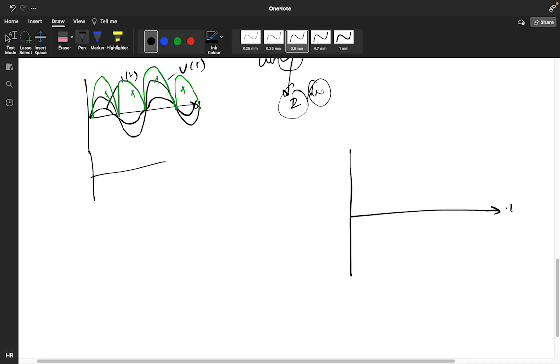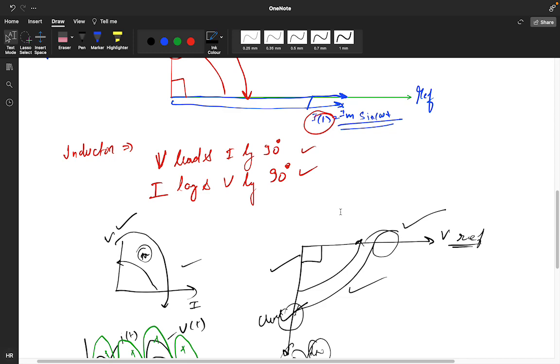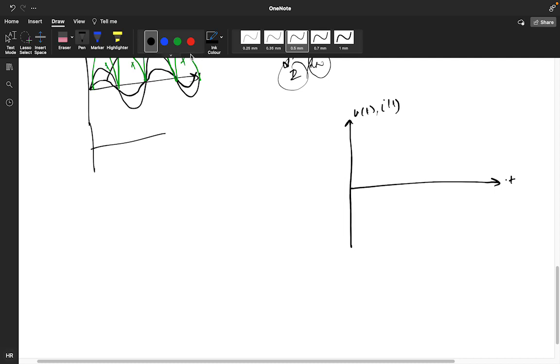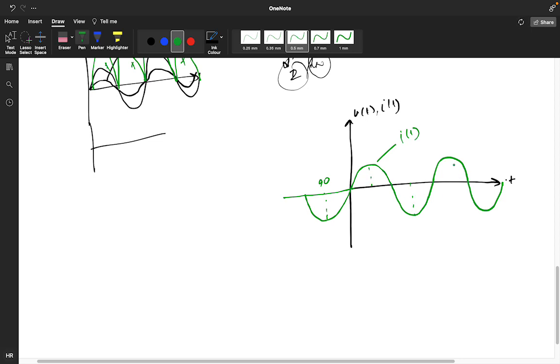Suppose you have t. I am drawing V of t and I of t both in this. V was leading by 90 degree. Suppose this is your I of t curve. This is your 90 degree, this 90 degree, this 90 degree.